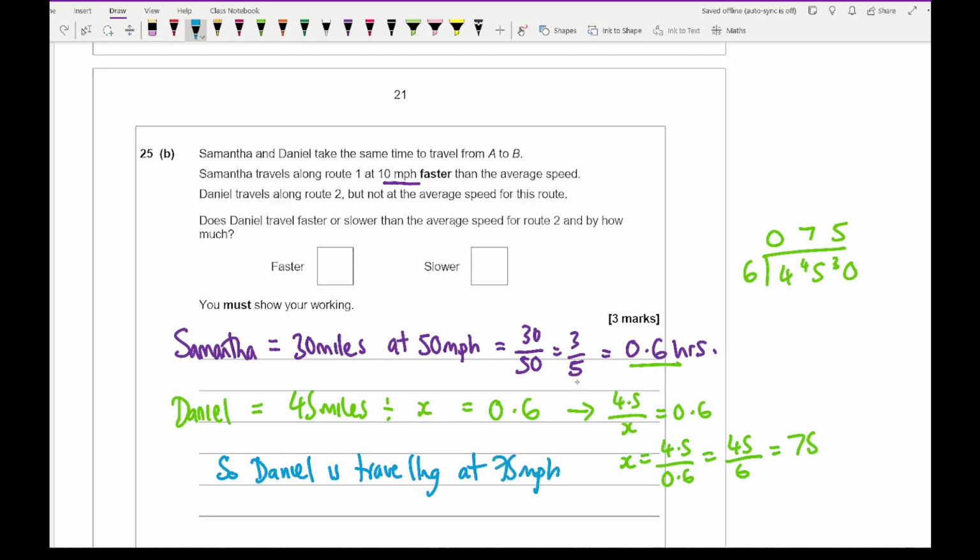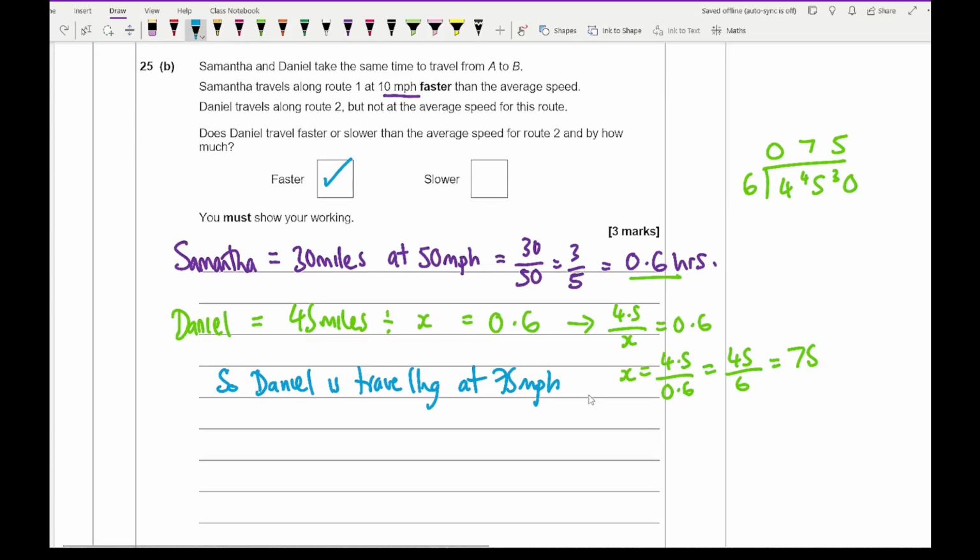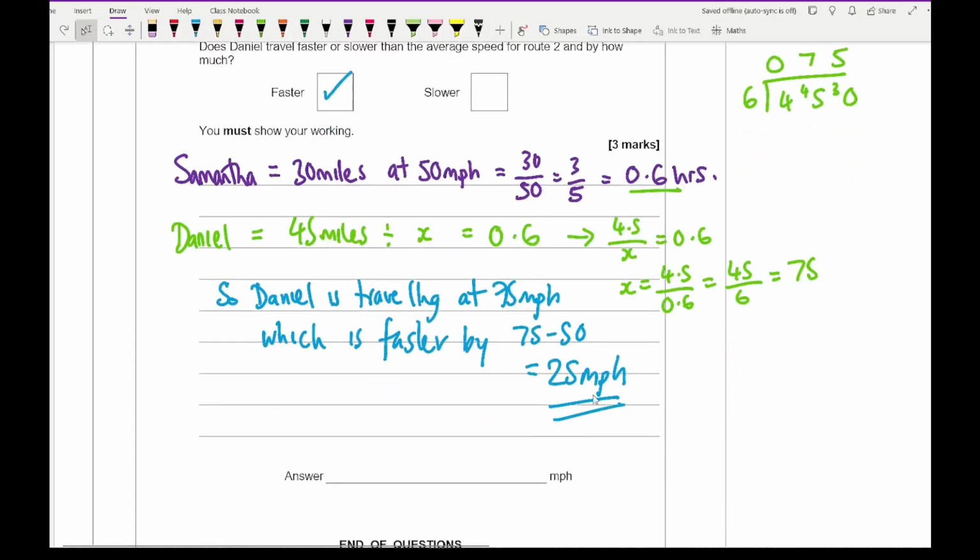So that is going to mean that he's going faster, and by how much? Faster by 75 minus 50, which equals 25 miles per hour. So I just want to write that in the answer box space here, 25, and that is the end of this paper.